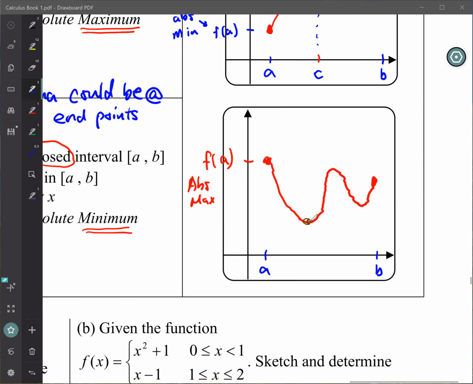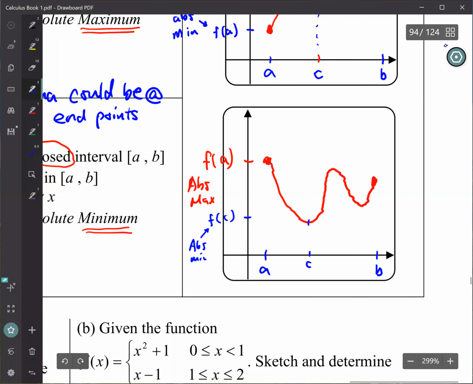Okay, so we have this place. So when they ask you what is the absolute max, absolute min, it's looking for the y value, right? So this one will be f of c. This one is absolute min.